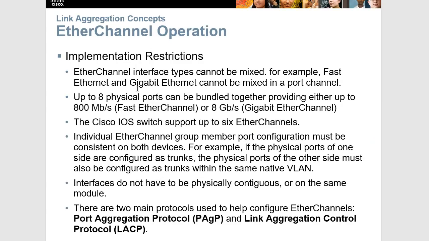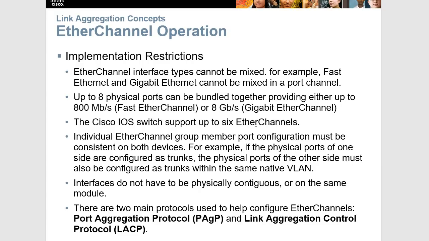Our restrictions, one of which I just mentioned, is that you cannot have mixed speeds. If you're going to use a Fast Ethernet port, which is 100 megabits per second, and a Gigabit Ethernet port, you can't do that. They all have to be Fast or all have to be Gig. Can't mix the two. So that is a restriction that you have there. You can use up to 8 physical ports, either 8 Fast Ethernet or 8 Gigabit, and you can see the speeds that are achieved there.